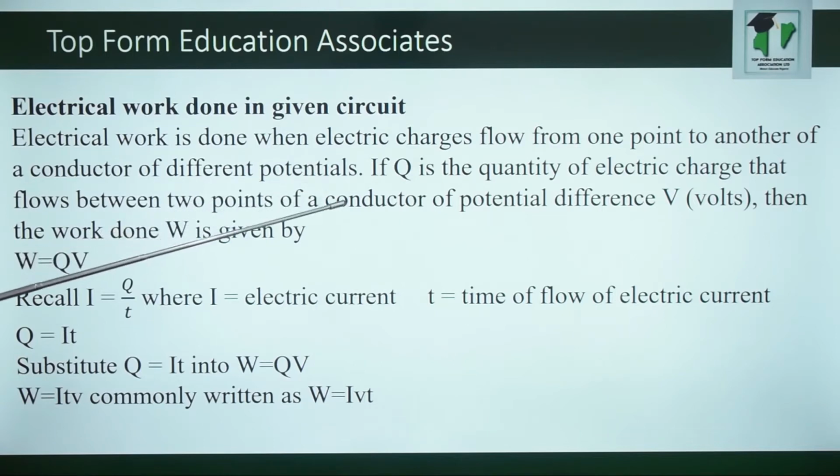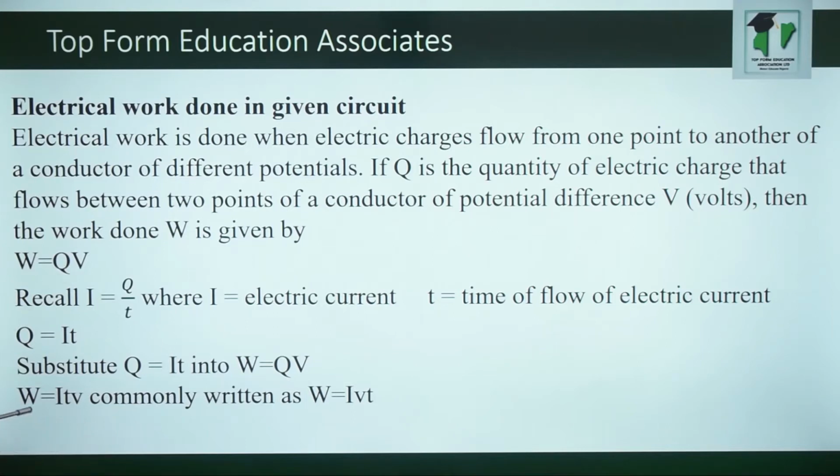Now, the charge flowing there is given as Q, and the potential difference is given as V. So the work done will be the charge times the potential difference. Recall that I is given as Q over T, where I is the electric current, T is the time of the flow of electric current, and Q is the electric charge flowing. So if you cross multiply here, you have Q is equal to IT. Now substitute Q equal to IT into W equal to QV. That's this equation 1 here.